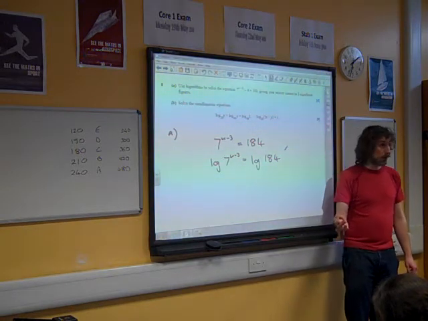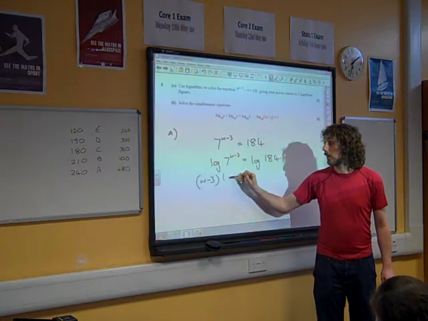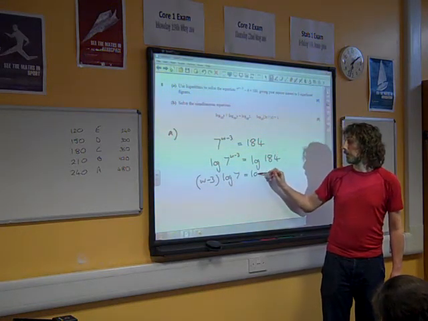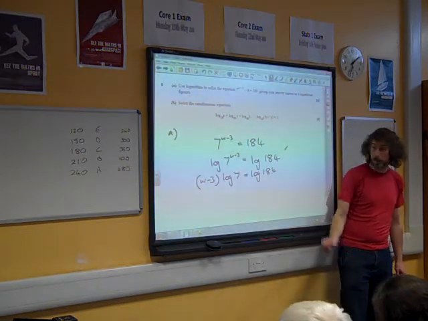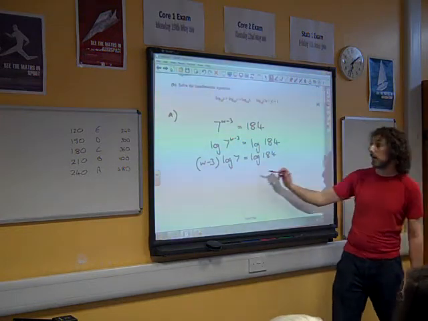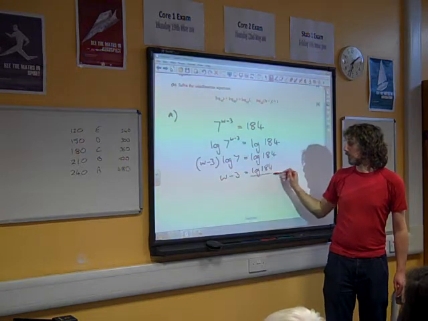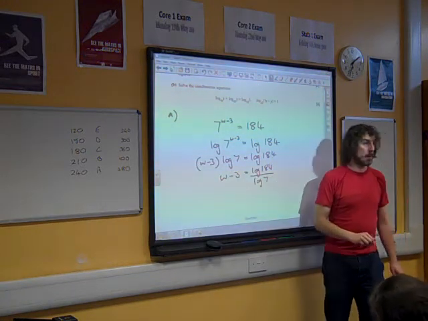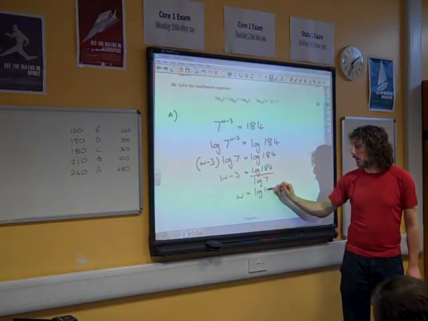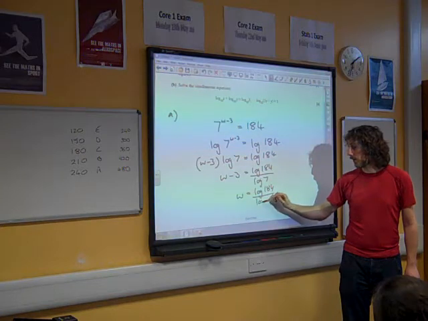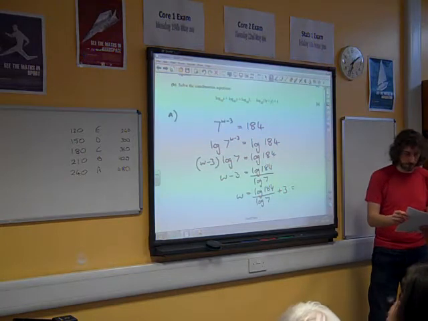Now, the third rule of logarithms we wrote down means that this power comes down to the front. So it looks like that. Remember, we're trying to find what W is, so we're going to divide both sides by log 7. And then to find W, you would add the 3 to both sides. You would do this on a calculator, of course. I did this earlier and I got 5.68.